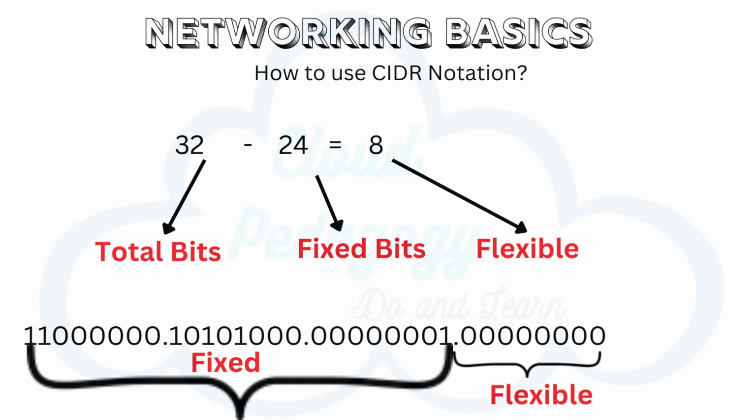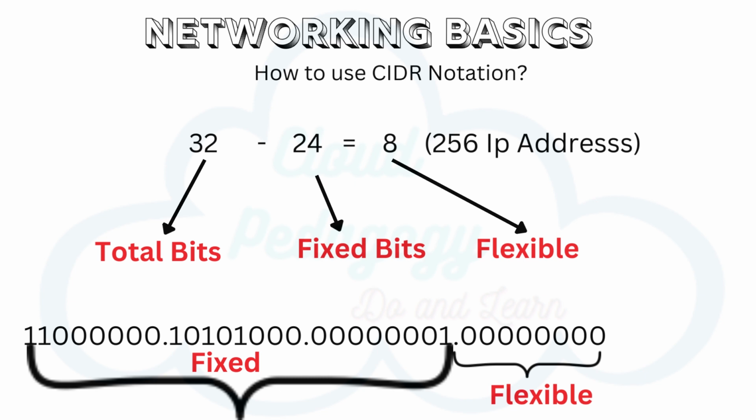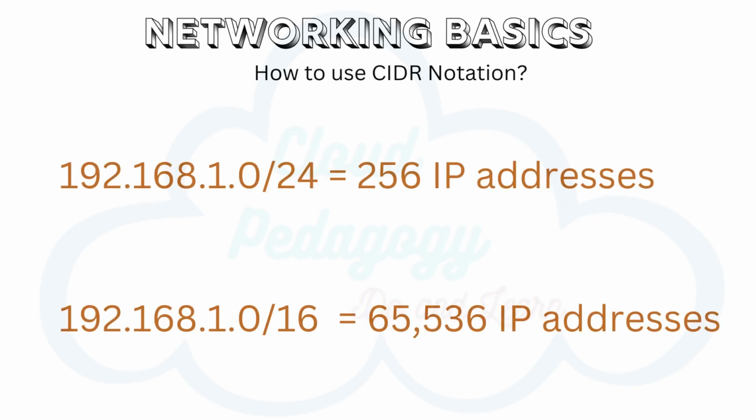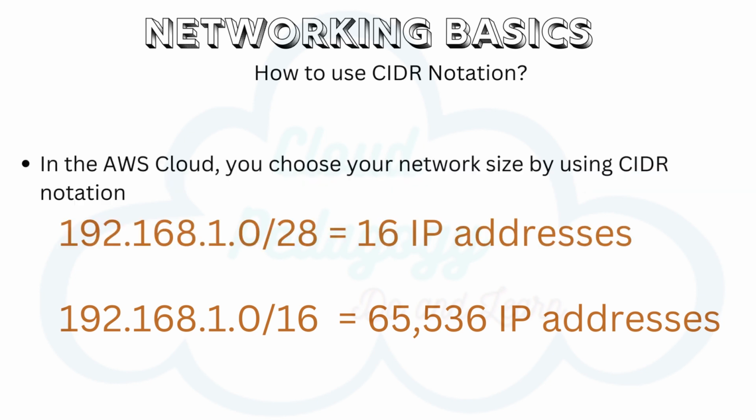Each of these flexible bits can be either 0 or 1 because they are binary. That means you have two choices for each of the 8 bits, providing 256 IP addresses in that IP range. The higher the number after the slash, the smaller the number of IP addresses in your network. For example, a range of 192.168.1.0/24 is smaller than 192.168.1.0/16. When working with networks in the AWS cloud, you choose your network size by using the CIDR notation.